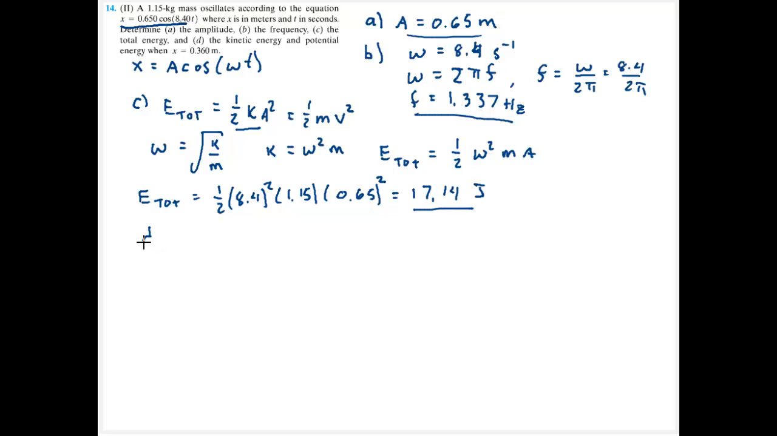For part D, I'm asked for the potential energy and the kinetic energy when the position is equal to 0.36 meters. Well, I can pretty much use this expression right here. However, I would not be writing A. I'd be saying the potential energy is going to be equal to 1/2 angular frequency squared multiplied by mass, now multiplied by position. Make sure I square that there too.